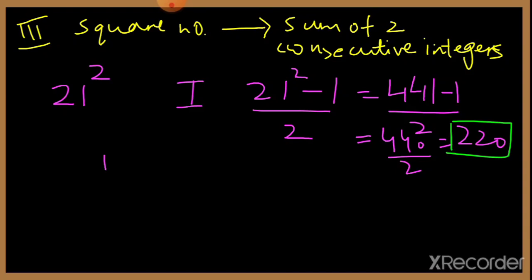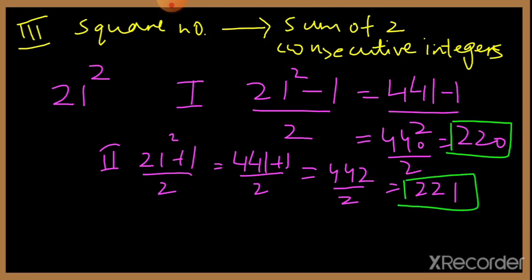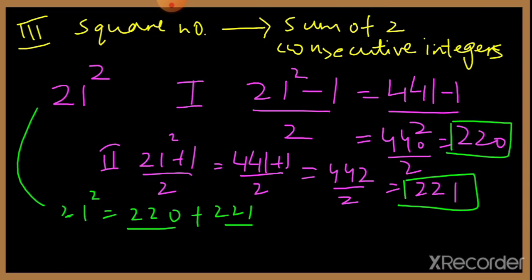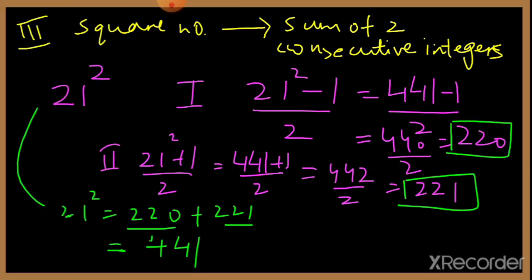Now the second integer will be (21 square plus 1) by 2, which is equal to 441 plus 1 by 2, that is 442 by 2, which is equal to 221. So the second integer we get is 221. Now see, we can express 21 square as 220 plus 221. Now these are two consecutive integers, right? To check our answer, their sum is 441, which is the same as 21 square.